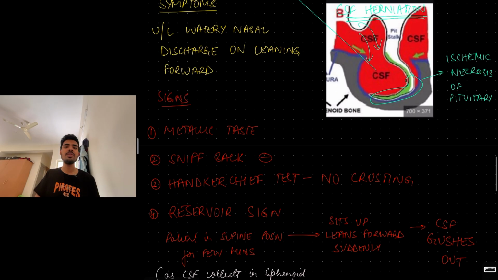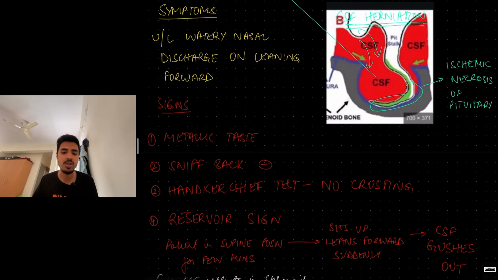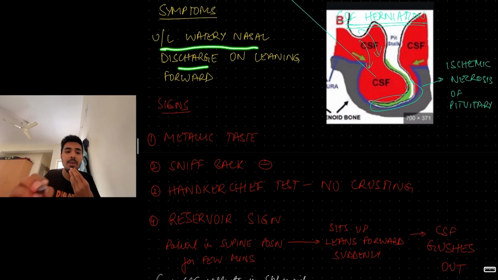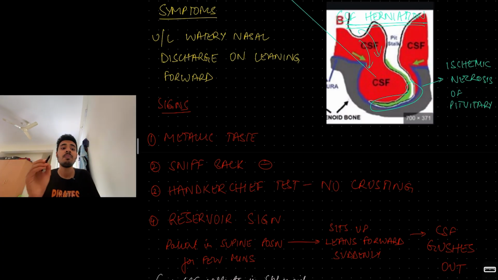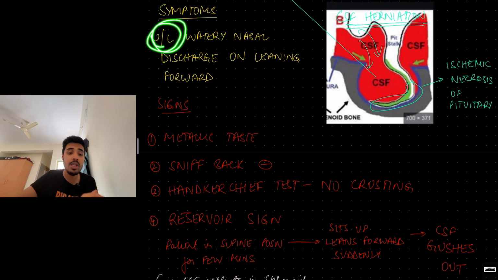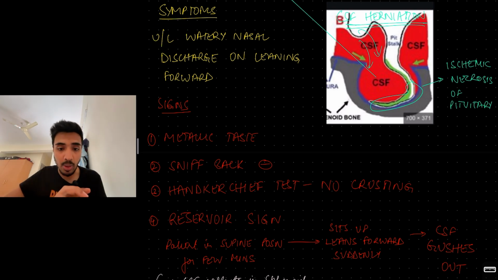Then symptoms. It is commonly misdiagnosed as allergic rhinitis because of unilateral watery nasal discharge. When the patient leans forward, there is dripping of watery fluid down the nose. This is usually unilateral, whereas in allergic rhinitis you'll have bilateral watery nasal discharge. But that is very important to remember. CSF rhinorrhea is normally unilateral. Unilateral watery nasal discharge upon leaning forward.